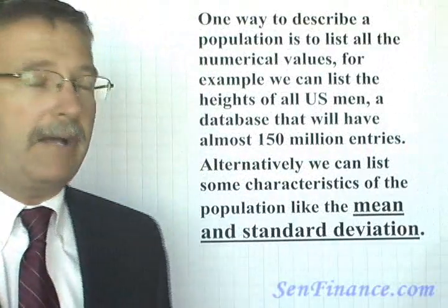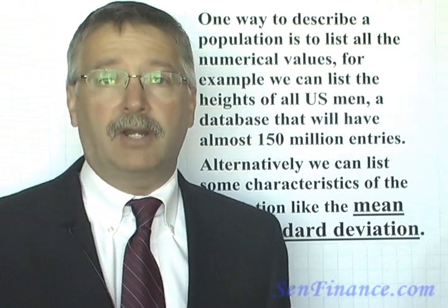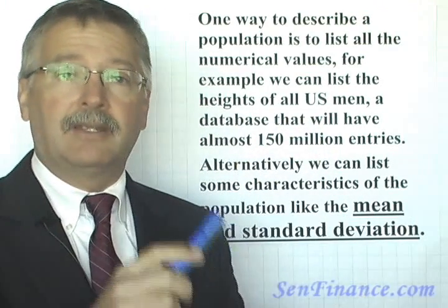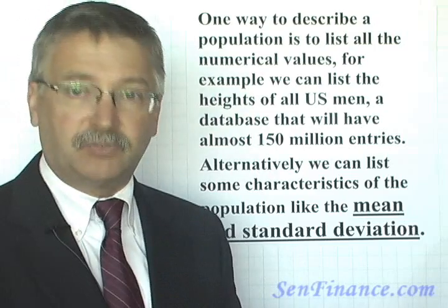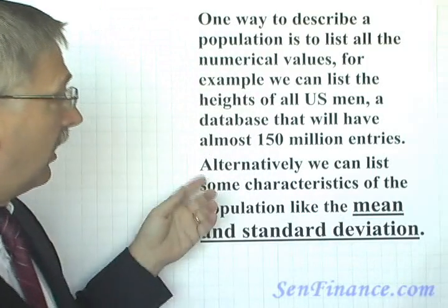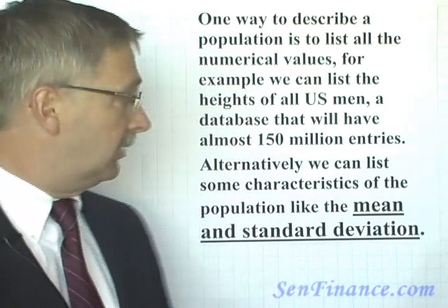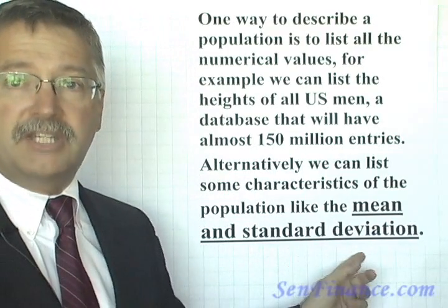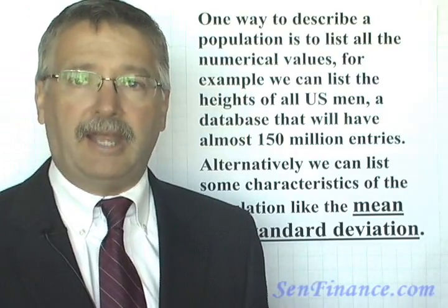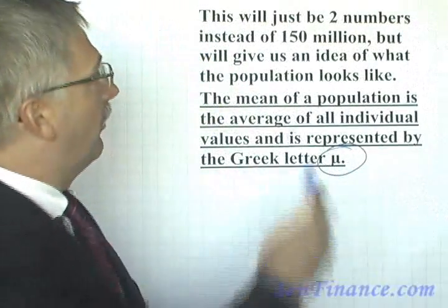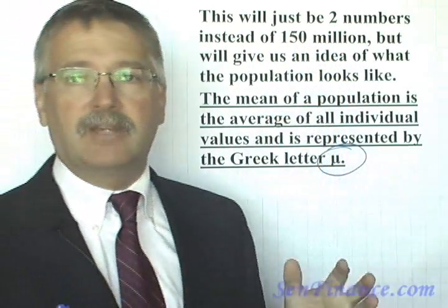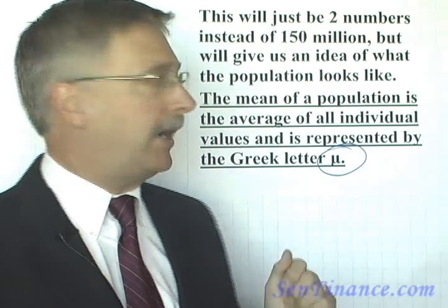Now, one way to describe a population would be to list all of the numerical values in that population. So in our example here of the heights of all U.S. men, we would list 5'7", 5'9", 5'10", 6'2", etc. And you'd have a database of over 150 million entries. Or we can also list some summary characteristics like the mean or average or standard deviation that give us some summary indication of what that population actually looks like. So, as I mentioned, we'd have two numbers that describe this whole population of 150 million, and those will give us some summary idea of what that population looks like.